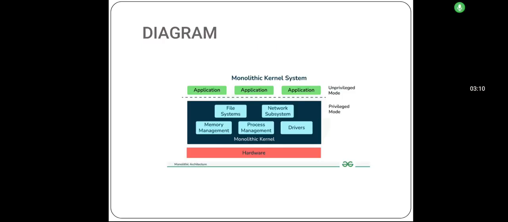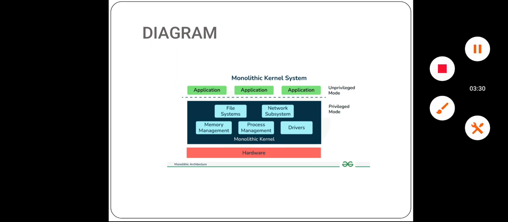Next, see the diagram of the monolithic system. Applications, there are 3 applications. And last, hardware. In the monolithic kernel, there are file systems, network subsystem, memory management, process management, and drivers. The 3 applications are in unprivileged mode, and the monolithic kernel below is in privileged mode.